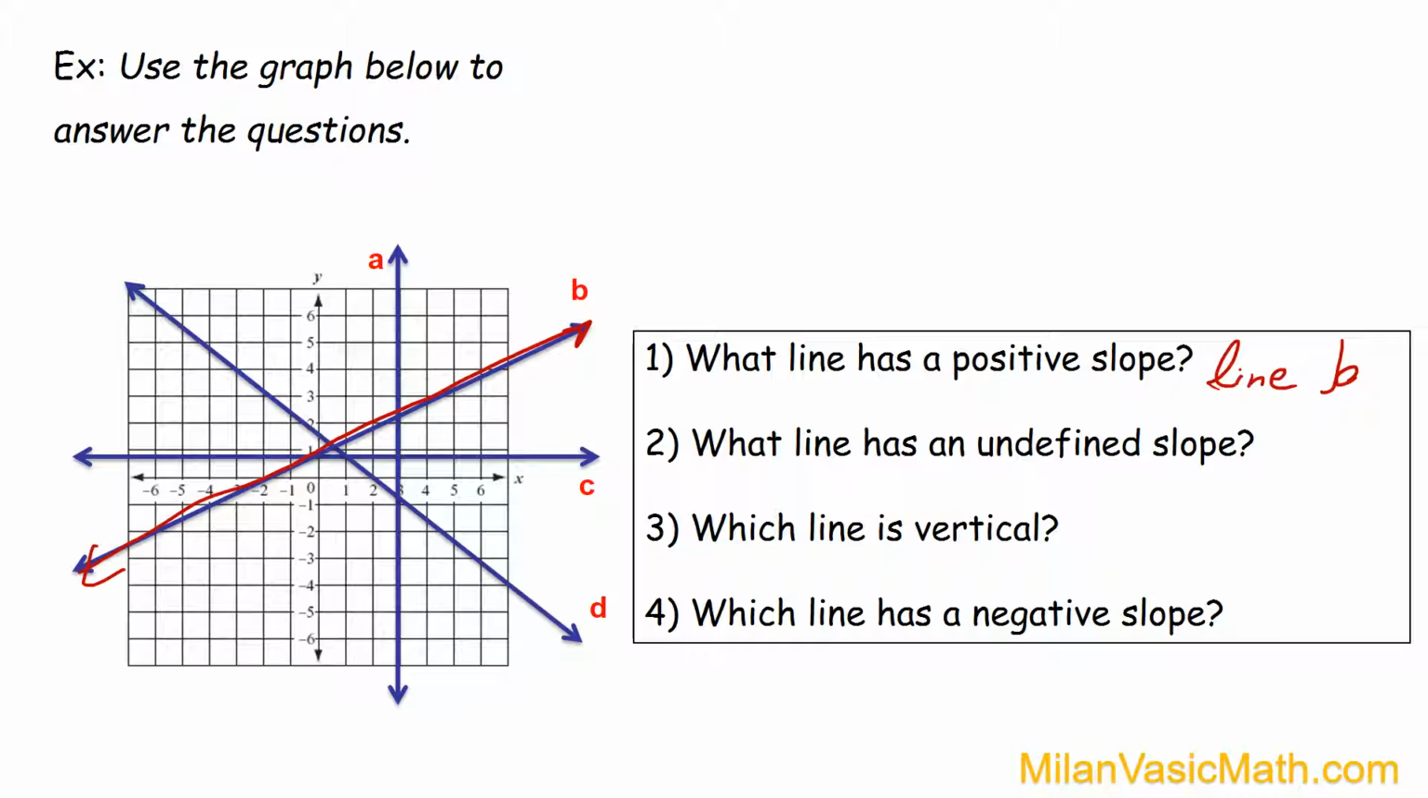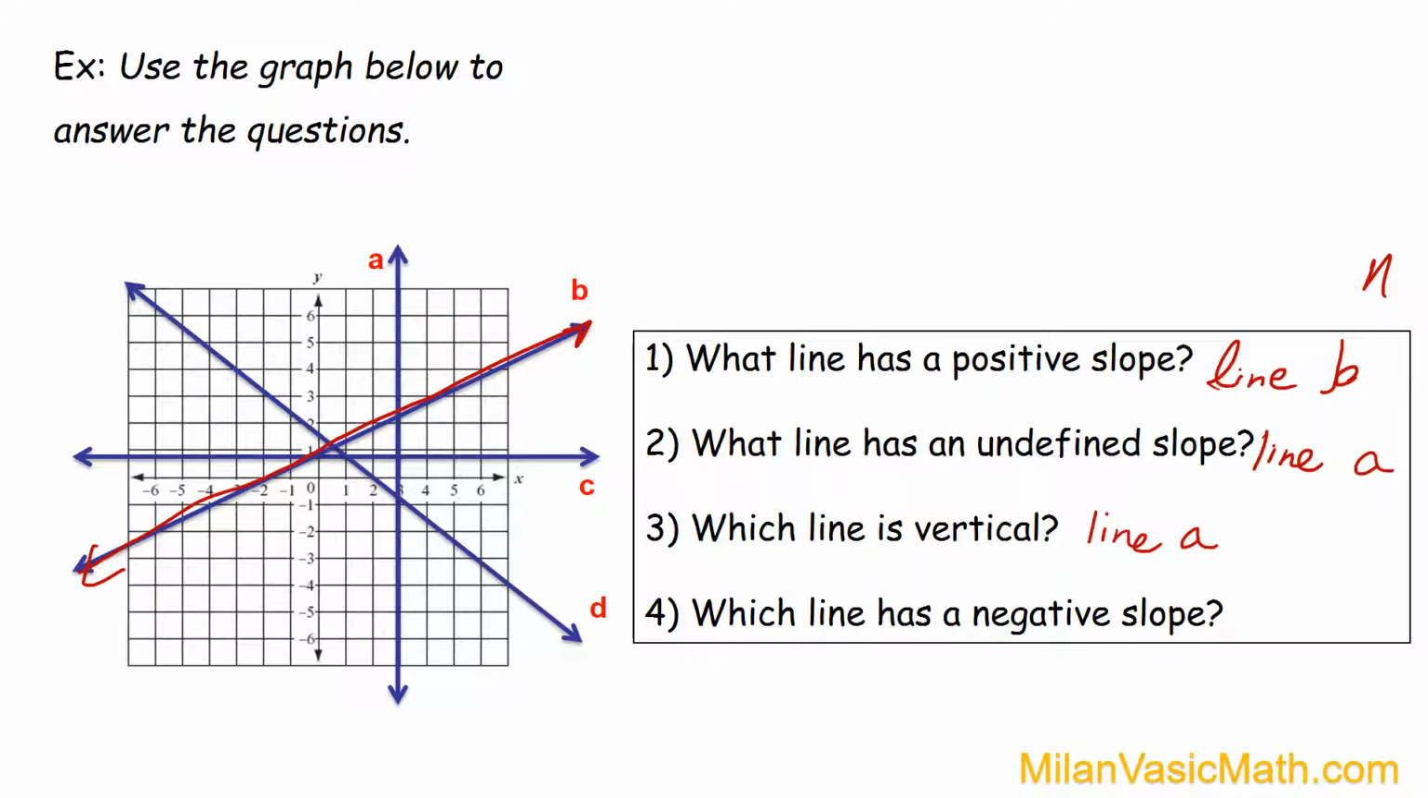What line has an undefined slope? Well, recall from before, that's the vertical line. So line, the vertical line, vertical is the one standing up, that's line A. Which line is vertical? Is that possible that it's the same answer as before? Yes, it is. Okay. Doesn't always have to be one of each.